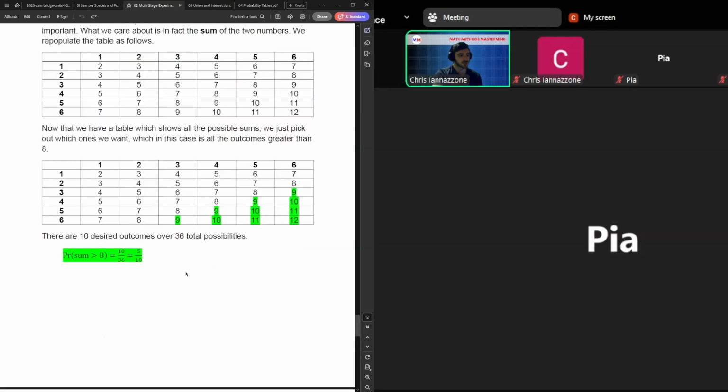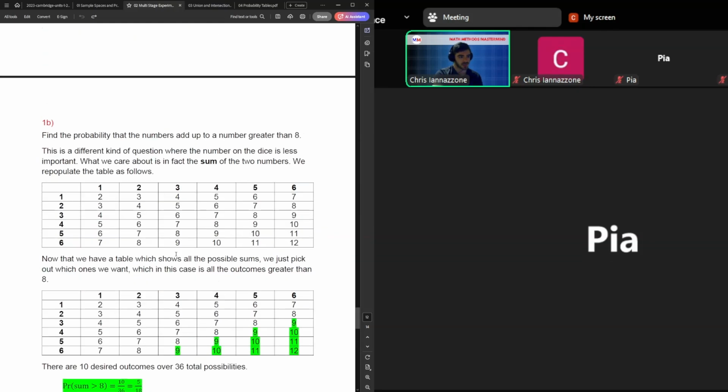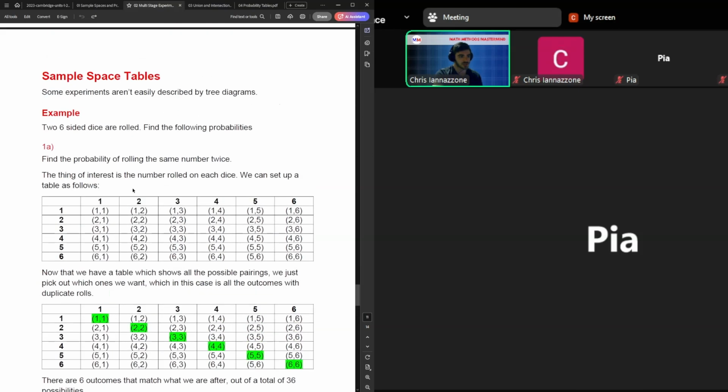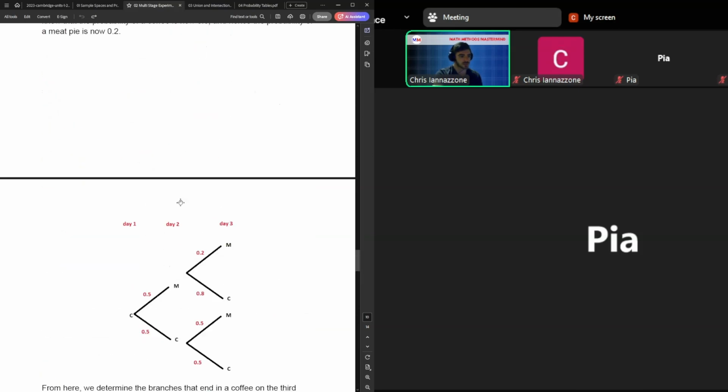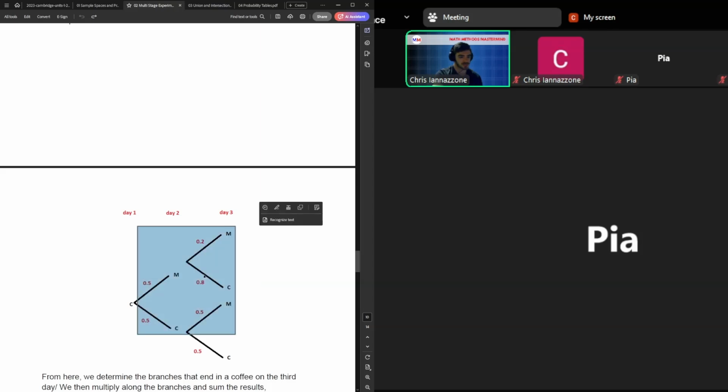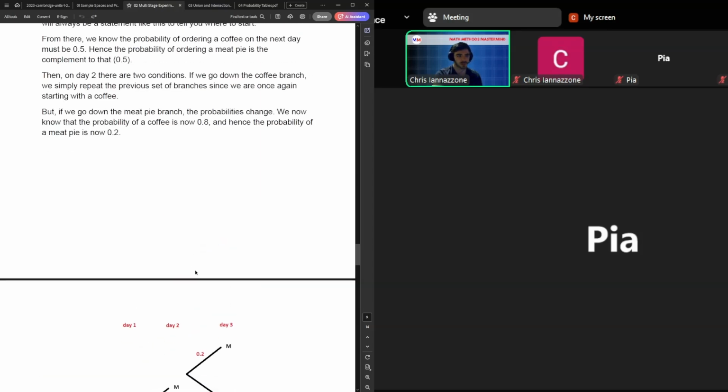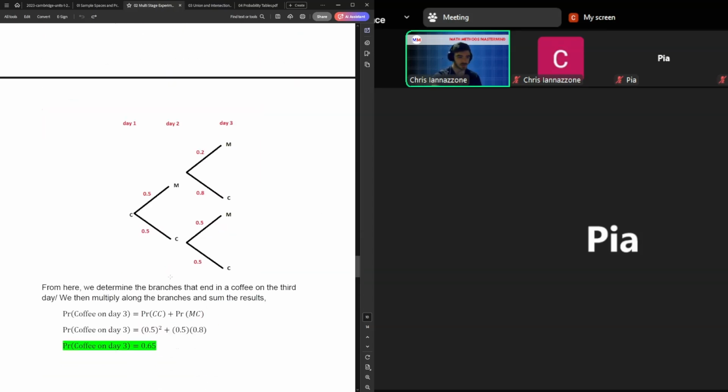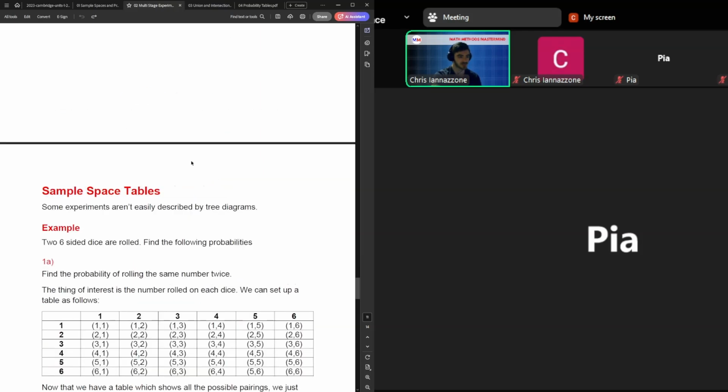That's multi-stage experiments. If you have things that have multiple stages to them, this was 2 dice rolls, this was different orders on different days, anything that happens in a sequence, either tree diagrams or sample space tables can be useful tools to help you solve these.